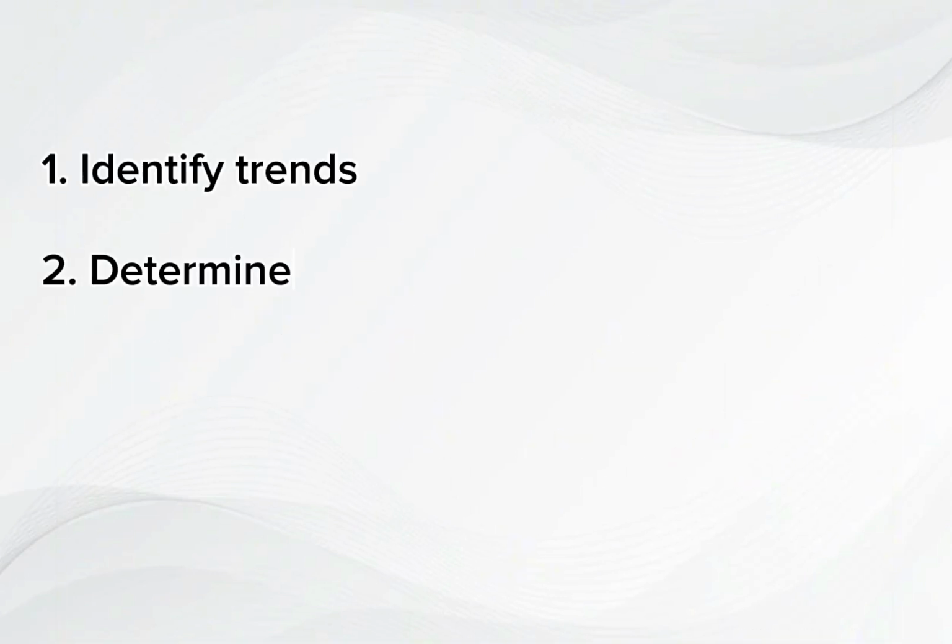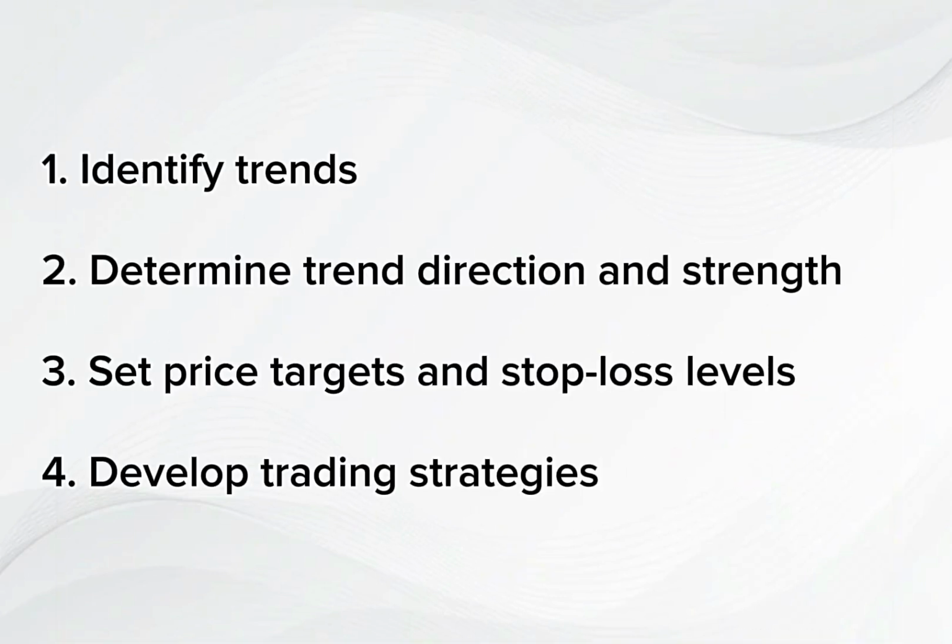Okay, so what a trend line will help you do in the market is that it will help you identify the direction of the market. Is it an uptrend or is it a downtrend? It will help you determine the strength of the trend. Is this a strong trend or a weak trend? It will also help you to set your price targets, like where is the next spot I'll be targeting, and also stop levels, where you want to put your stop loss and where you want to put your take profit.